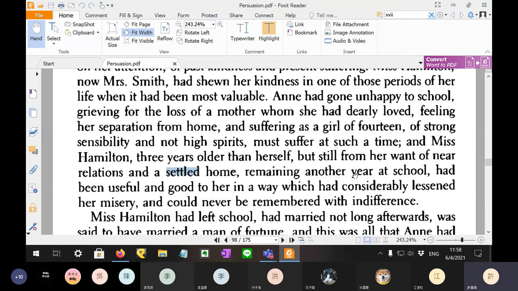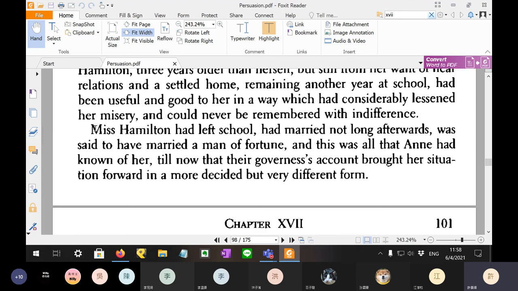Therefore, she remained another year at school, had been useful and good to Anne in a way which had considerably lessened her misery and could never be remembered with indifference. Indifference means don't care. So whenever Anne remembers Miss Hamilton, she always remembers it with great emotion and gratefulness, gratitude. Miss Hamilton had left school, had married not long afterwards, and was said to have married a man of fortune, which means he was rich.